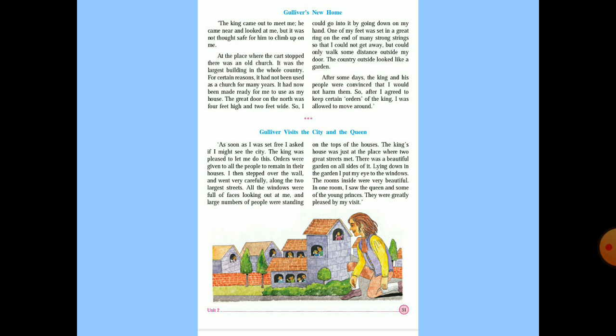Gulliver visits the city and the queen. As soon as I was set free, I asked if I might see the city. The king was pleased to let me do this. Orders were given to all the people to remain in their houses. I then stepped over the wall and went very carefully along the two largest streets. All the windows were full of faces looking out at me, and large numbers of people were standing on the tops of the houses. The king's house was just at the place where two great streets met.